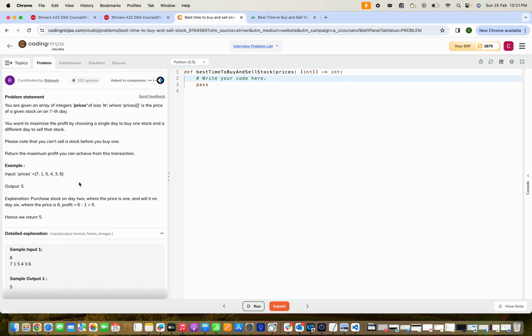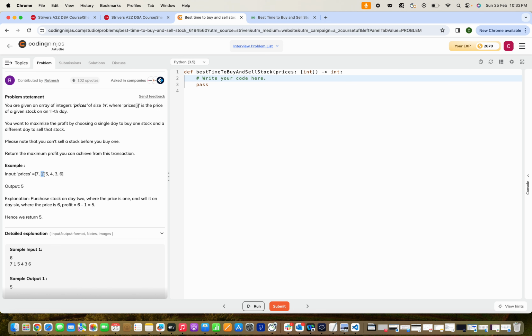Alright, so let us consider, for example, I purchase at 7. Now I can sell it at price 1. So the profit will be 1 minus 7, that is minus 6, which is not maximum. Then considering the case of purchasing at 7 and selling at 5, we are at negative profit. Following this, we have 7 and 4, 7 and 3, 7 and 6. Nowhere we are getting maximum profit.